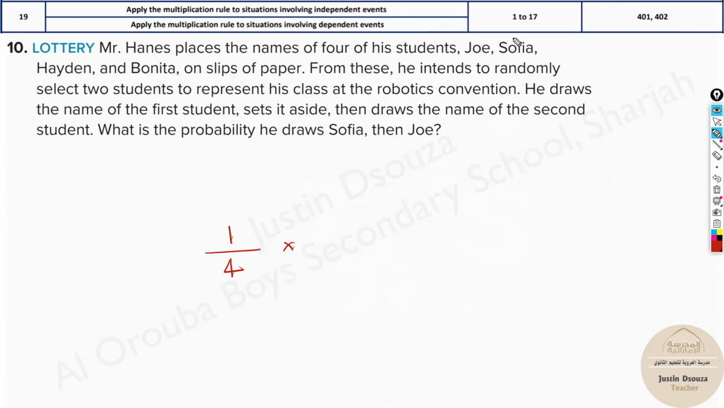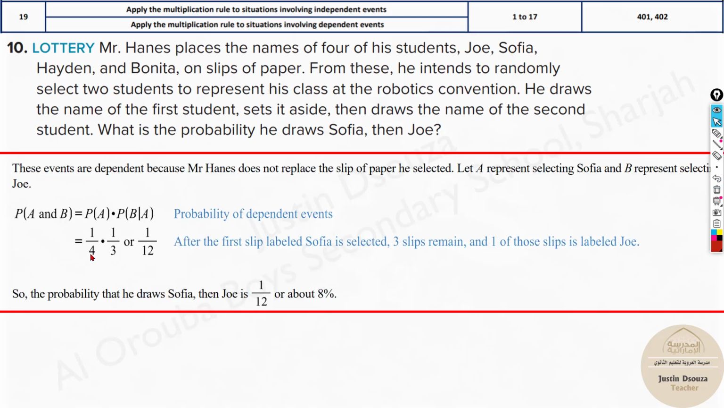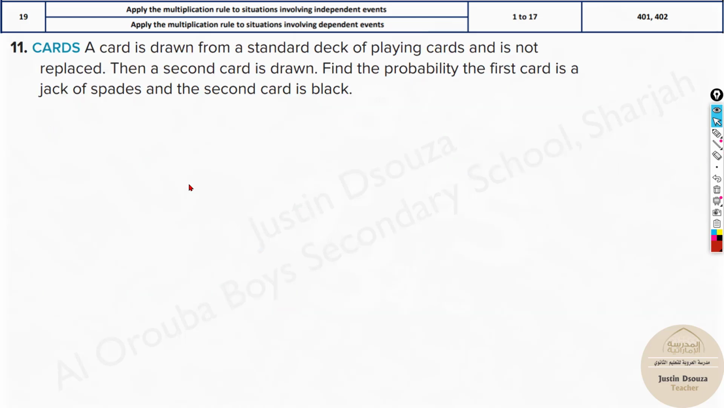But now Sophia's name is gone. It's removed. Now there are only 3 students. So the total number of students remaining is 3. Now Joe is being selected. One Joe, that's it. So 1 by 4 into 1 by 3, just solve it, it'll be 1 by 12. That would be the probability. You need to understand this is a dependent event and then we do it. 1 by 4 times 1 by 3. That's the answer. It's about 8%. So please make sure you mention this as a dependent event as well.